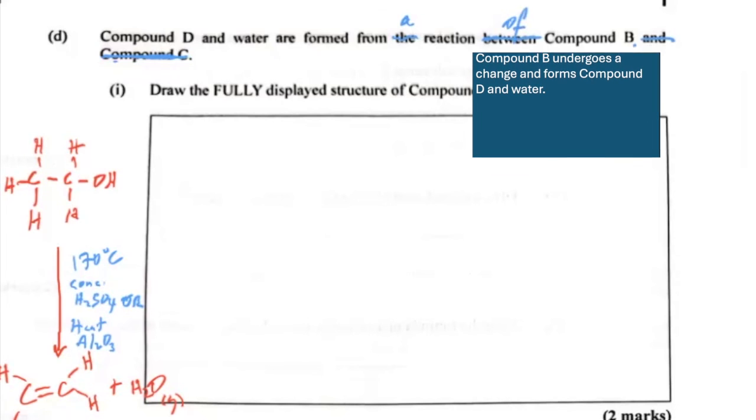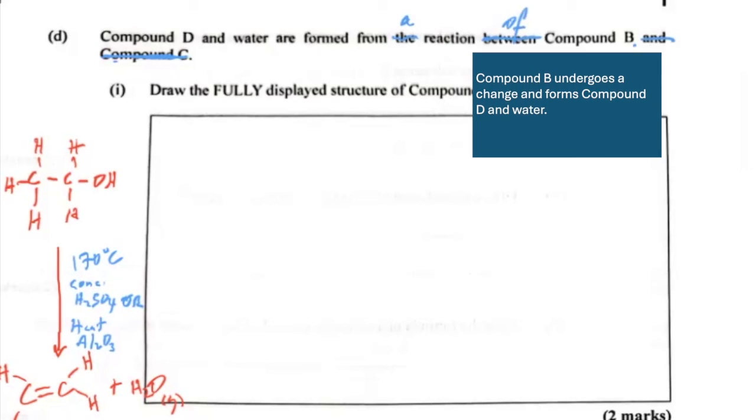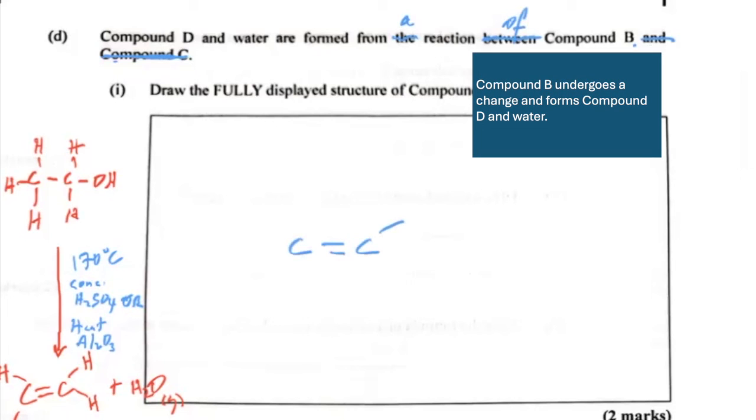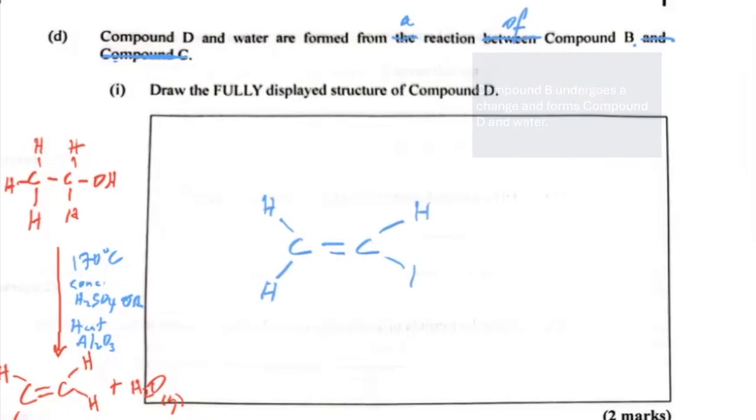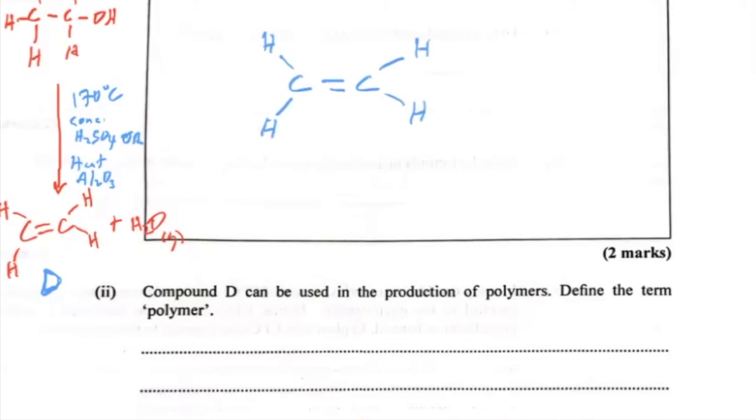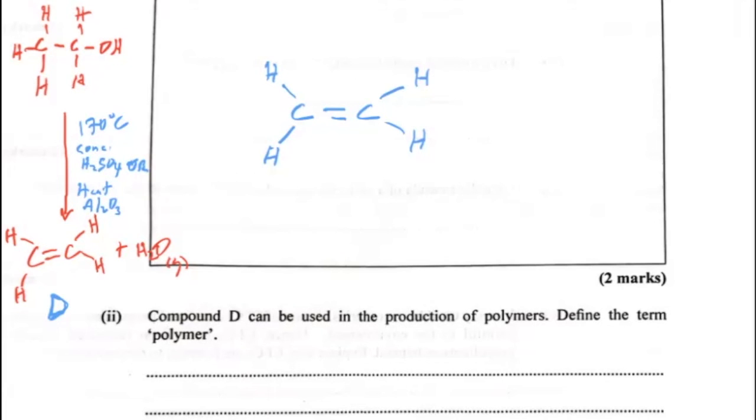Compound B and C react to give you an ester, which can be misleading. So it should be a reaction of compound B. When we do it that way, we would end up with our compound D, which is ethene. That's an alkene. And then we go ahead with our polymer part. So in the last part of this, we could answer that our alkene, ethene, undergoes addition polymerization, and that would give us our full marks.